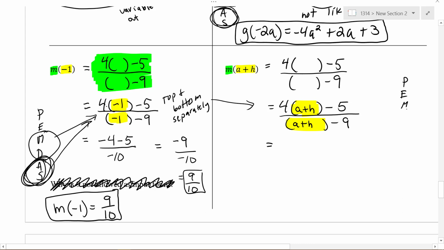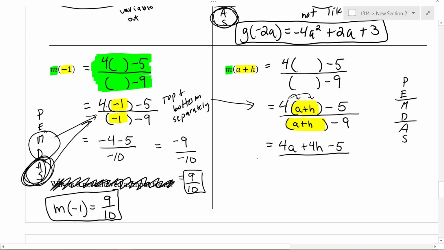So parentheses, exponents, multiplication, division, addition, and subtraction last. So at the top, we have a distribution. That's basically multiplication, but the 4 needs to be multiplied times every term inside of the parentheses. So that's 4 times a, or 4a, and then 4 times a positive h, which is 4h. The negative 5 is not inside the parentheses, so I do not multiply the 4 to the negative 5. The negative 5 that's outside the parentheses is just going to come on down to be part of the top of that fraction. Okay, so there's the top.